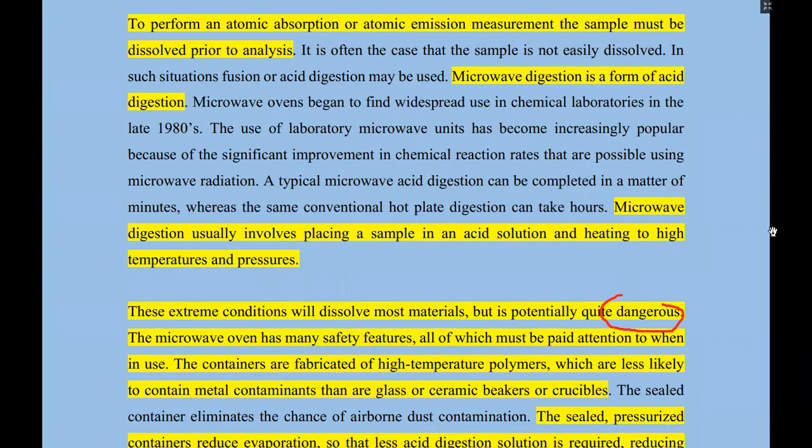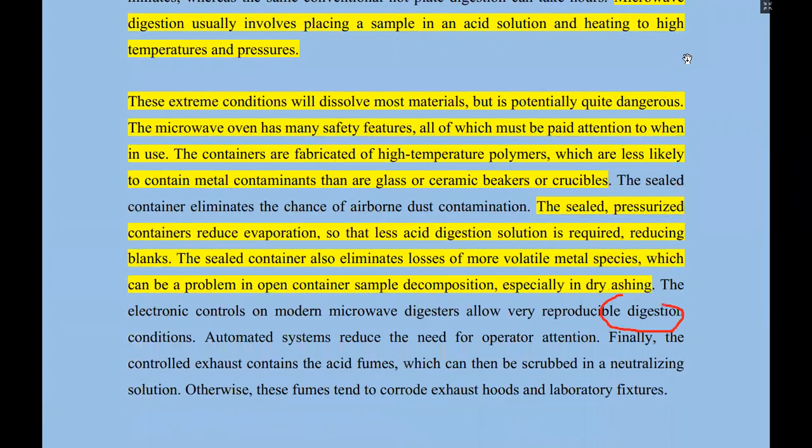Now, the other point here says that these extreme conditions dissolve most of the metals. What conditions? High temperature and high pressure, as well as the presence of an acid. Like I said, even those that cannot dissolve in cold acids, when you subject them to high temperature and high pressure, you find that they tend to dissolve.